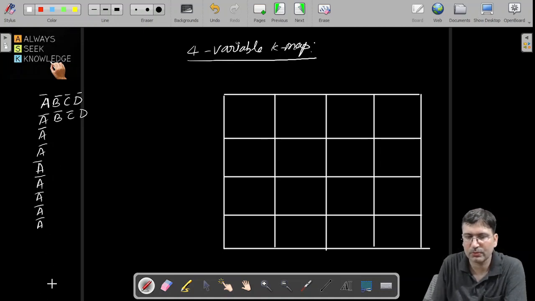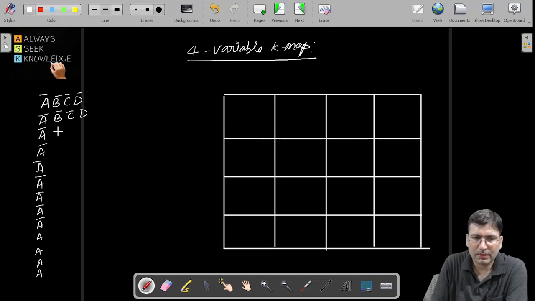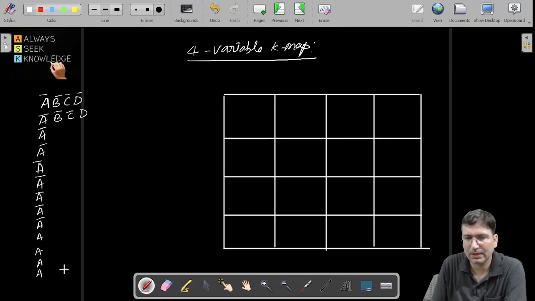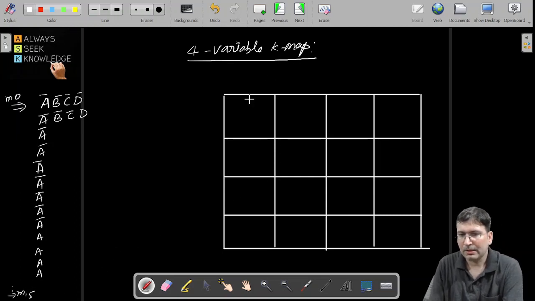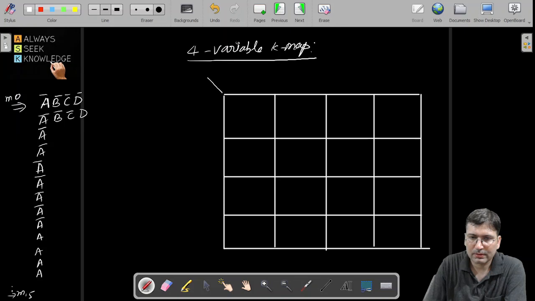The combination, I have already told you. Then 4 times A bar and 4 times A more. Then we write 4 times B bar, then 4 times B, then 4 times B bar, then 4 times B, then 2 times C bar, 2 times C, 2 times C bar, and so on. So we will get 16 combinations from M0 till M15, right?